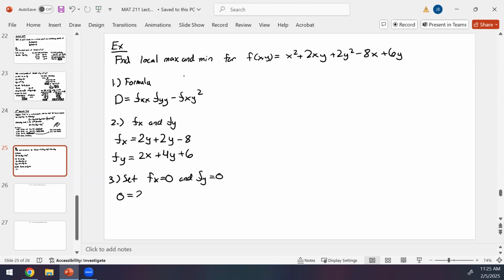So 0 equals 2y. Now that was 2x. So I was completely wrong. It was 2x just because it was x squared.